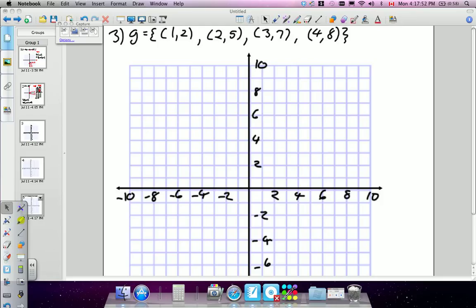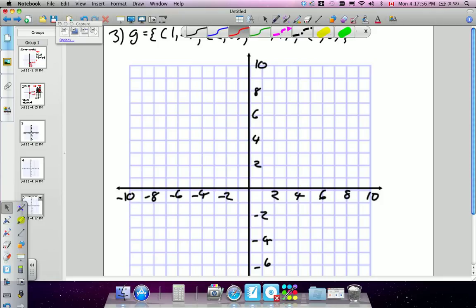Okay, so question 3 deals with these values of g, and what it is just 4 different points. So our first point is 1 and 2. So we go over 1, up 2. There's one of the points. Next point is 2 and 5. Next one is 3 and 7. And the next one is 4 and 8.